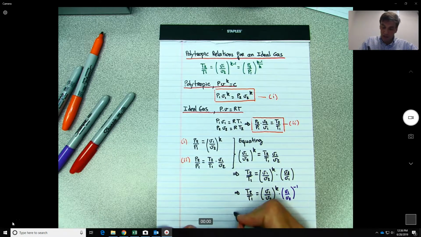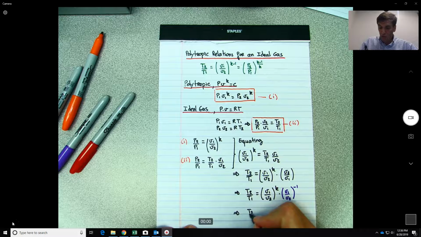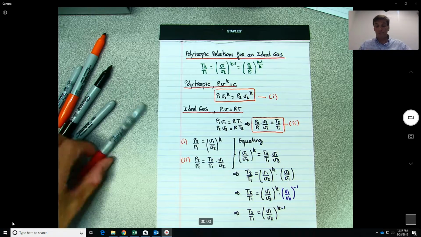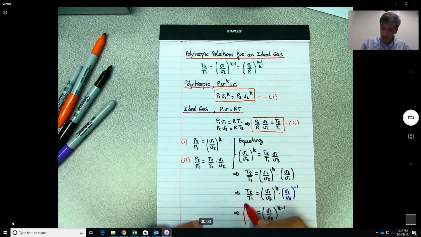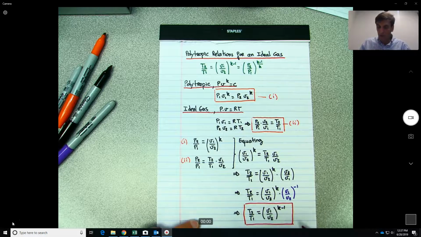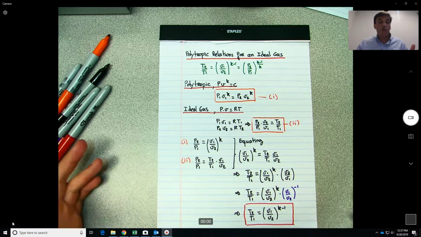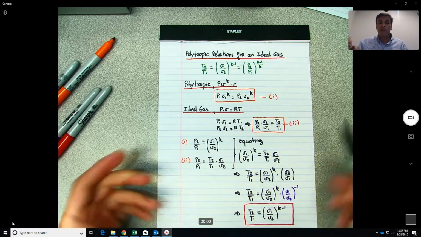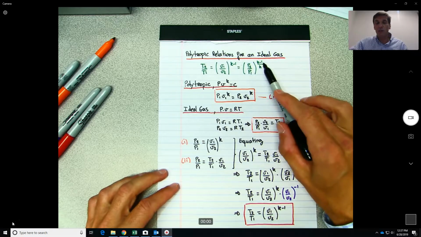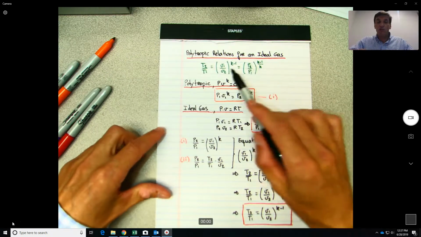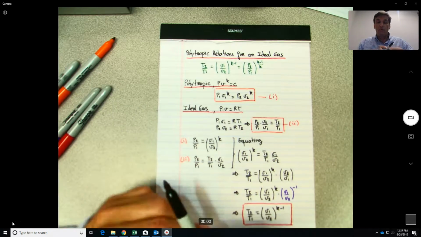So that at the end we have T2 over T1 equals V1 over V2 to the K minus 1, which basically is what we were expecting. Okay, so we should derive two more relations. Let's say T2 equal to P2 over P1 to the K minus 1 over K, or we can actually just derive this one over here. So let's try to do this one over here, which looks a little bit more complicated.